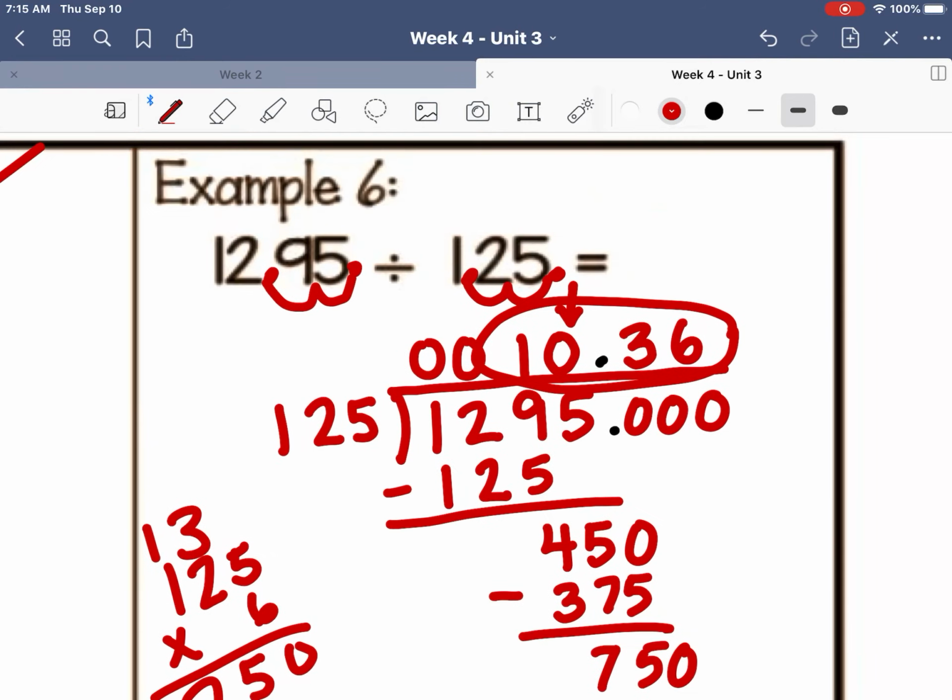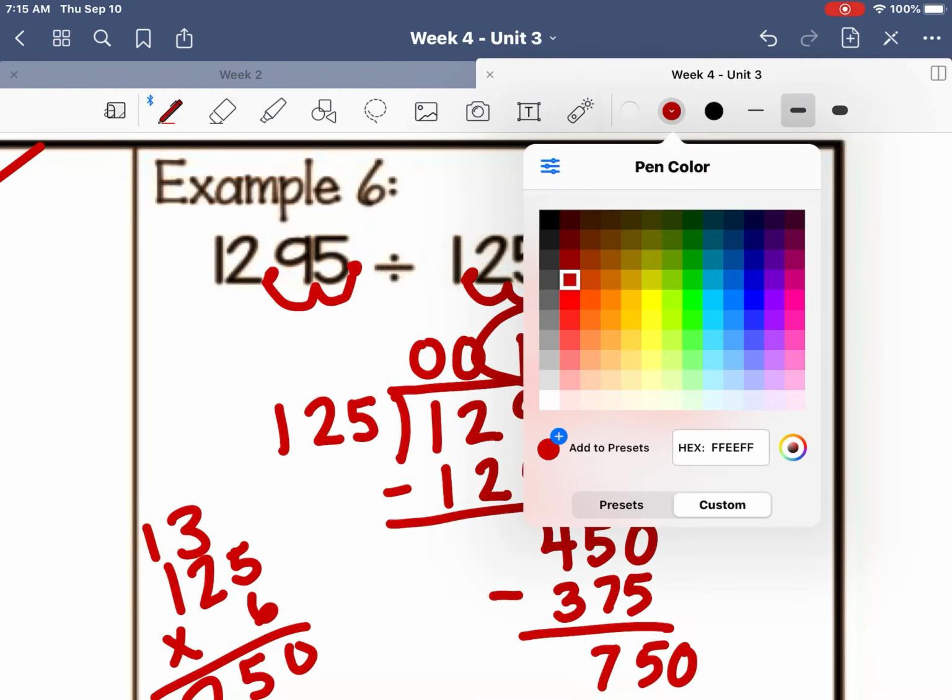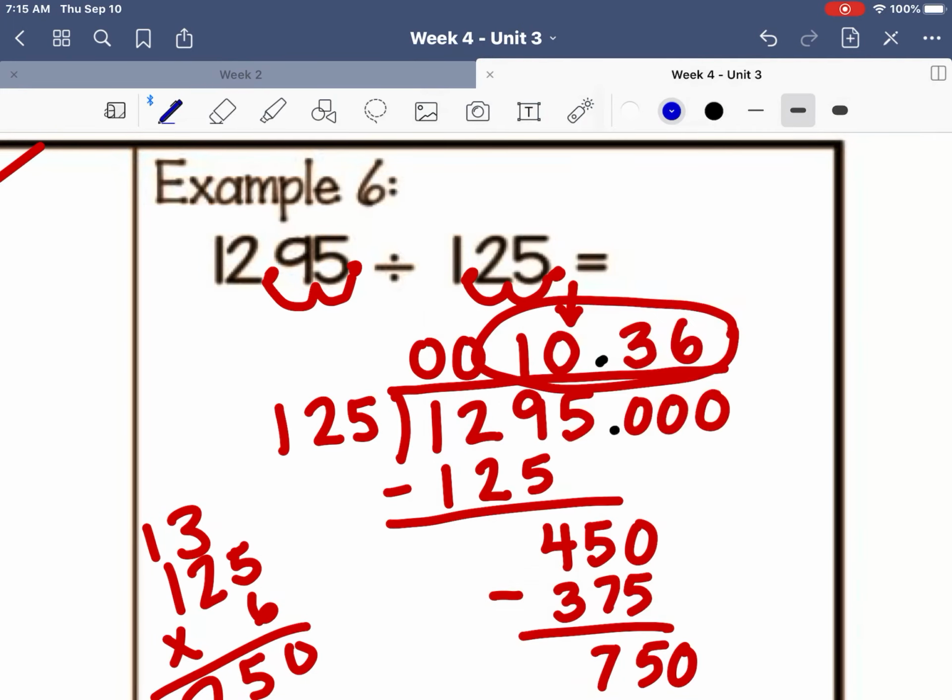So guessing and checking is always necessary with division. You don't just know the answer. It's different from when you were younger and you just had to know the answer. Now we're finding things out. We're investigating. We're double checking. We're guessing and checking. So 12 and 95 hundredths divided by 1 and 25 hundredths is 10 and 36 hundredths.